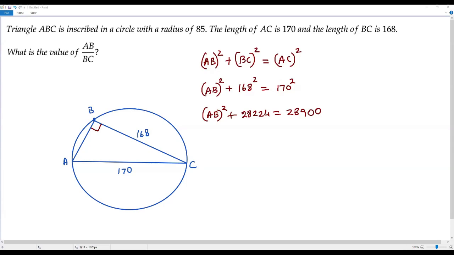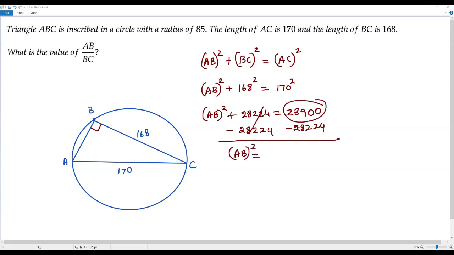Okay, since our aim is to get the length of AB, we have to isolate AB. So for that, let me get rid of this value. Let me subtract 28,224 from both sides. So this one will cancel, and I'm getting AB square on the left side. When I subtract 28,224 from 28,900, I'm getting 676. Okay, now let me take the square root of both sides to get rid of the square over here.